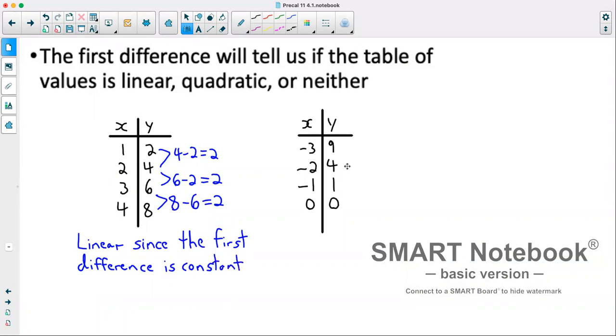Okay, we'll do the same thing with this next one. So I have 4 minus 9. That would give me -5. I have 1 minus 4, which gives me -3. 0 minus 1 gives me -1. So you can see in this case, they are not all the same. However, because they changed by the same amount, because each of these is 2 apart, that means it's going to be quadratic.